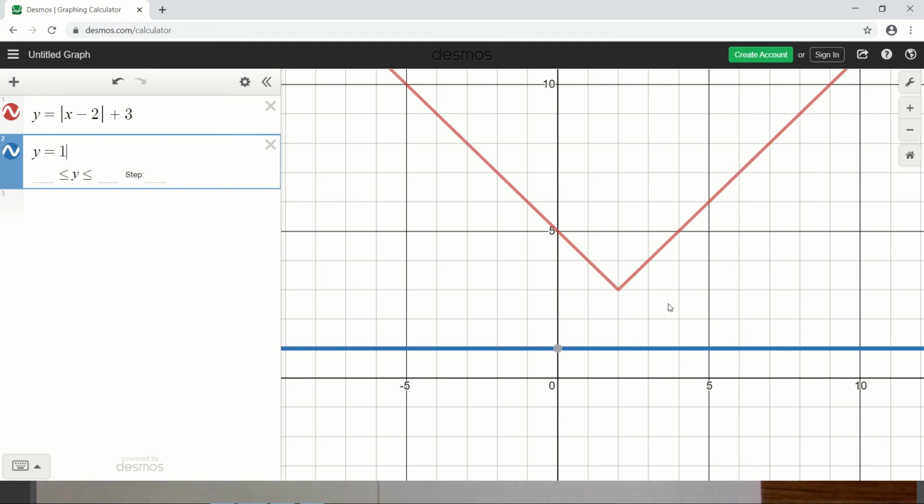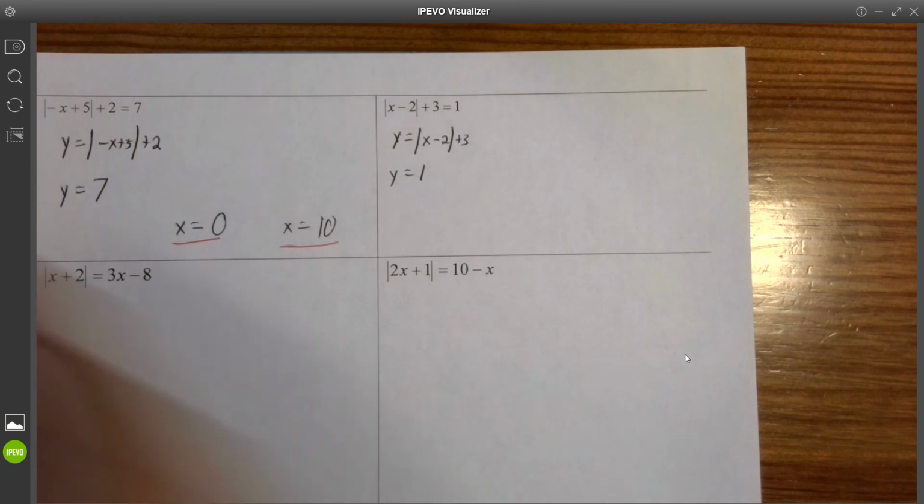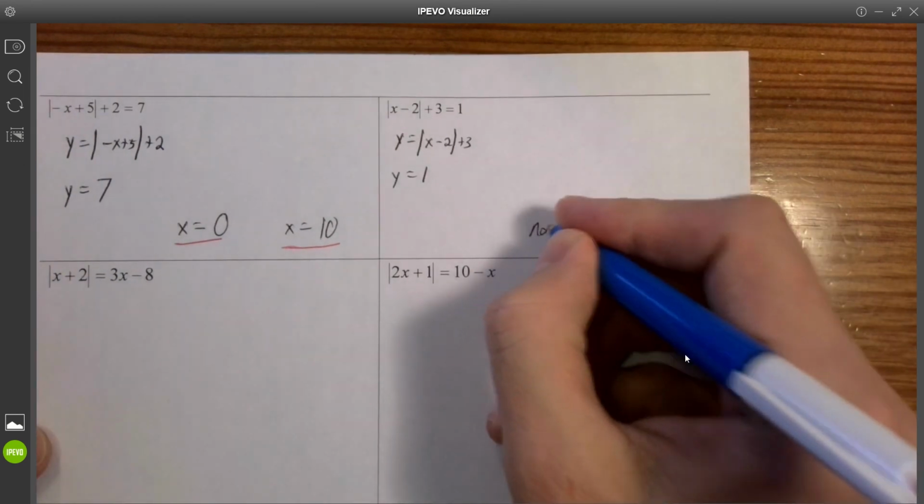Okay, I'm looking for where they meet, and they don't meet. So I have this absolute value function up here, I have this horizontal line down here, and they never touch. So the answer is no solution.